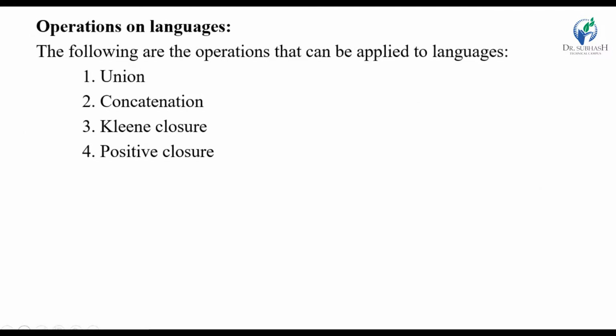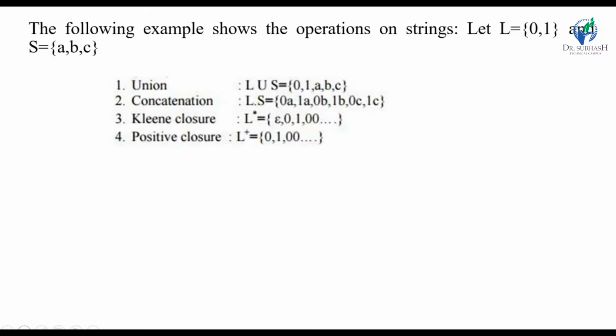Which operations are performed on languages? The following are the operations that can be applied to any languages: union, concatenation, Kleene closure and positive closure. So here we see that with an example. Let L be {0, 1} and S be {A, B, C}. Using this example, we can apply union, concatenation, Kleene closure and positive closure.